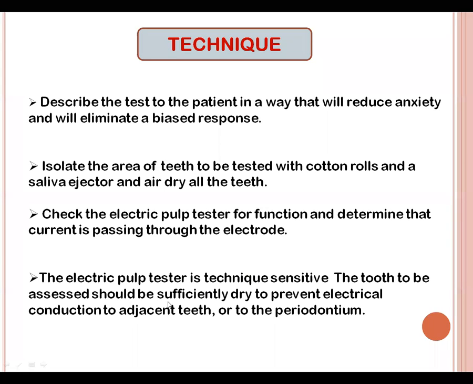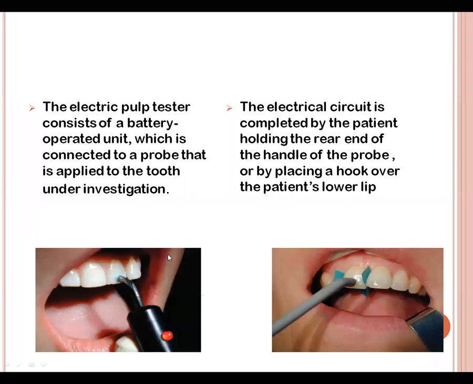The tooth to be assessed should be sufficiently dry, obviously I have told you this, so that the current should not pass to the adjacent tooth or the periodontium. This is how it works. Now every electric pulse tester is provided with an electrolyte. Without the electrolyte, the electric current will not flow. And in this case, the electrolyte is a common toothpaste. This toothpaste is applied onto the center or the middle third of the buccal surface of the tooth in question, and then that electrode is touched onto that particular tooth surface where the electrolyte is applied, right?